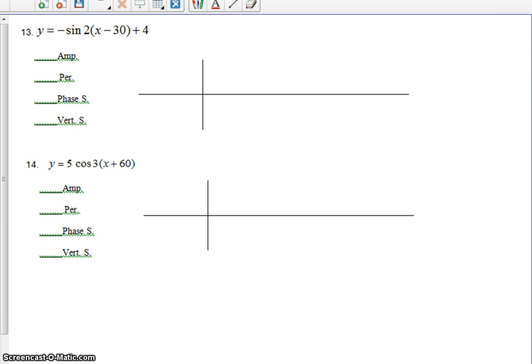Okay, let's do another one. Let's look here at 14. Okay, 14, again, I have a cosine. It just kind of happened that way. I have a cosine curve. But I like this one. Actually, I'm looking at 13. Well, I don't think it matters.